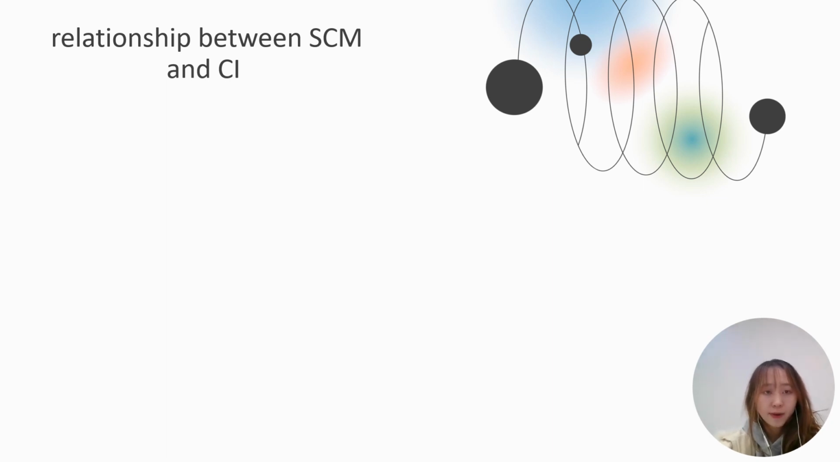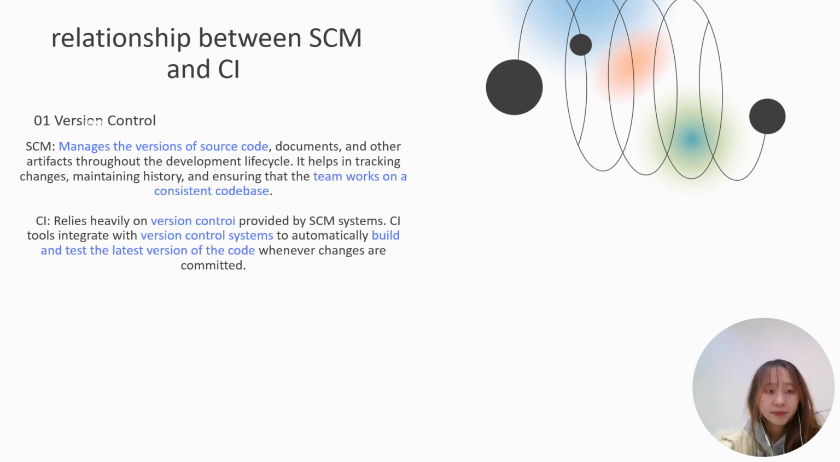And then I will talk about the relationship between SCM and CI. The first aspect is version control. SCM manages the versions of source code, documents, and other artifacts throughout the development lifecycle. It helps in tracking changes, maintaining history, and ensuring that the team works on a consistent code base.